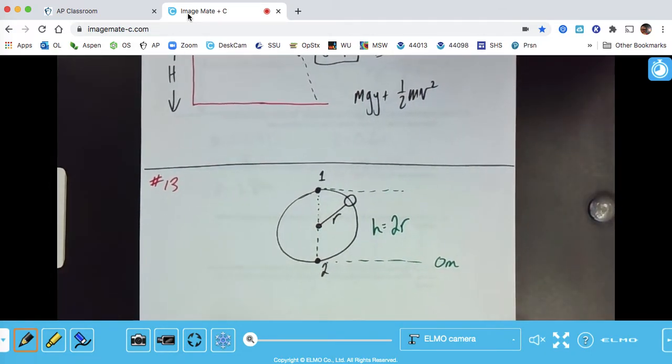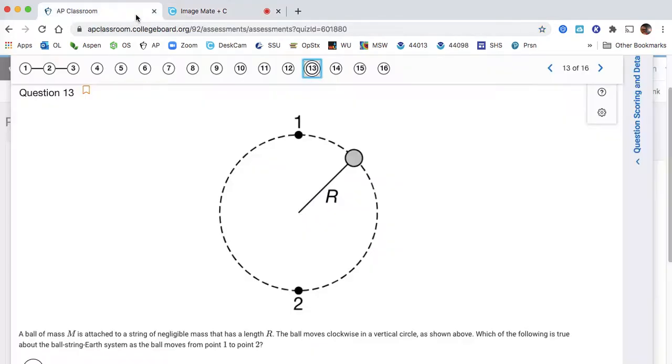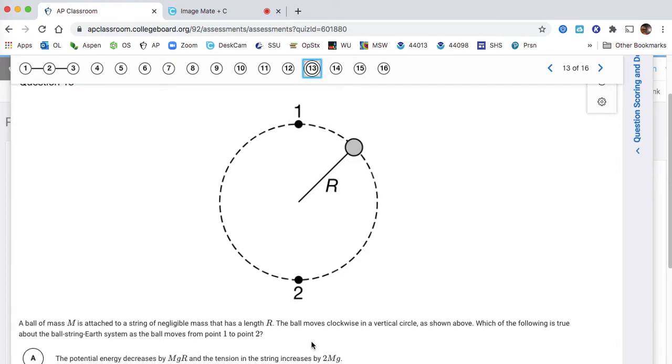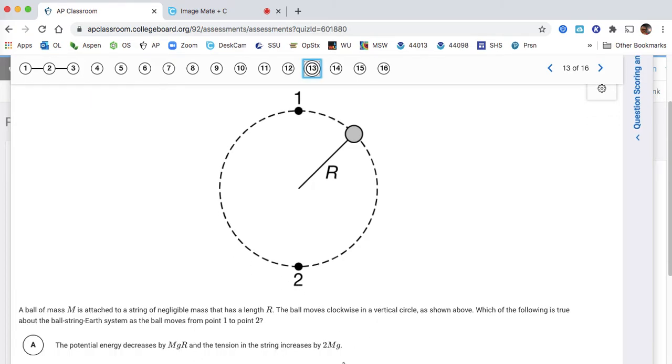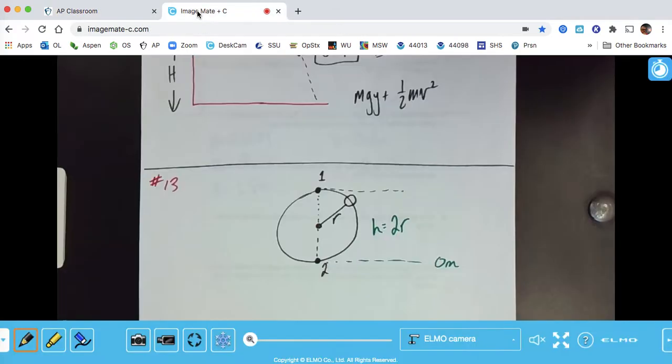So I think it just said, what's the potential energy change? Which of the following is true about this? The PE, potential energy, decreases by mgr, and the tension increases by some amount. Well, wait, that's not true. It can't be true, because look, the PE doesn't decrease by mgr, it increases by twice that.